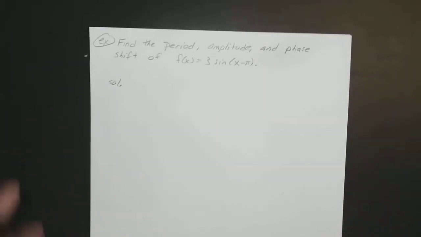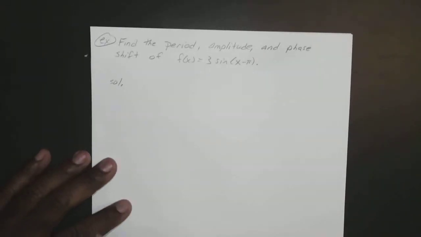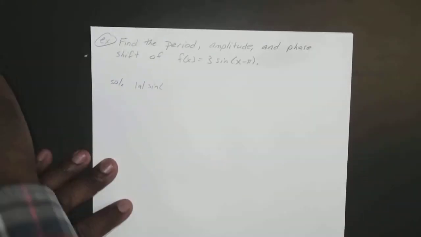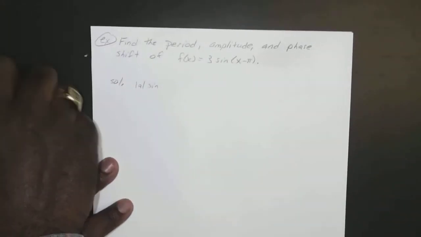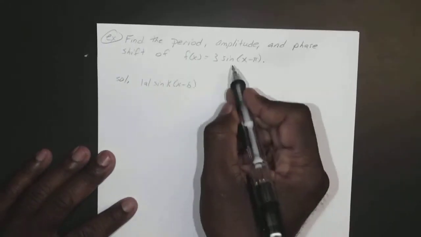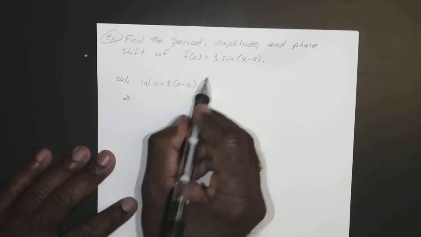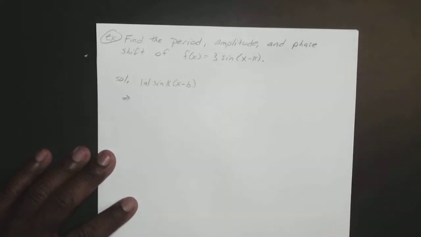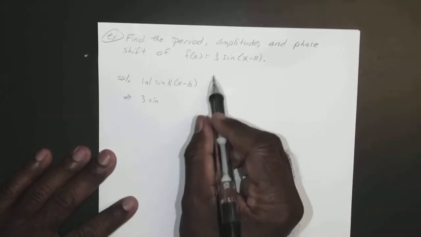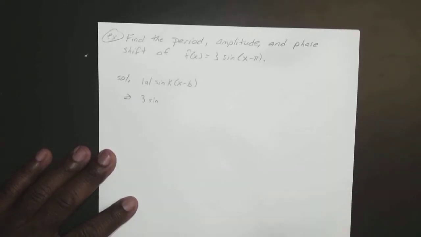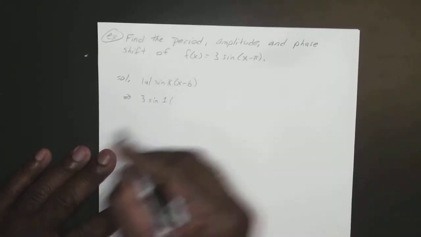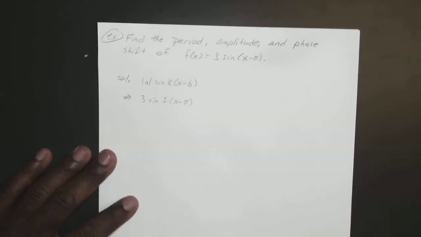So the first thing you want to do is compare it to your general formula: absolute value of a, sine of k, times x minus b. You can kind of line that up right with it. So you have your 3. If you want, you can put absolute value of 3. You don't have to. So you have 3 sine. Now there's no k here, so you can actually put 1 if you wanted to. You don't have to. But if you want to just line it up, make that x minus pi.